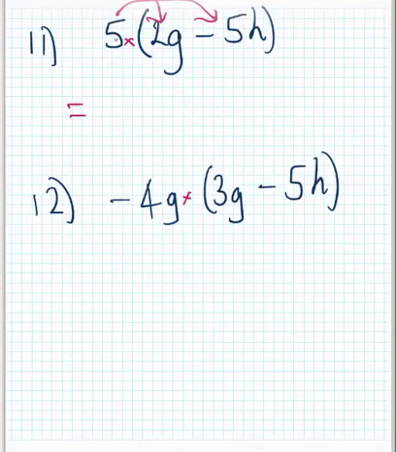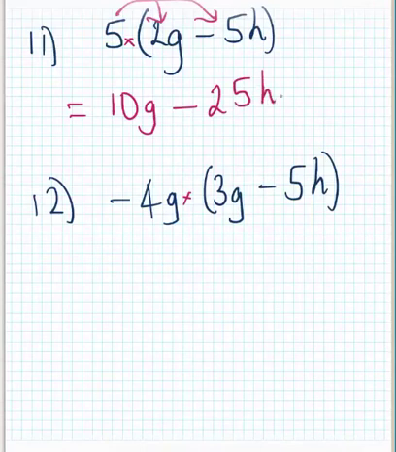So 5 times 2g, well, 5 times 2 is 10, and the g just sits there. I'll bring my minus down, and then 5 times 5h, 5 times 5 is 25, and the h just sits there. Now, there's nothing else I can simplify. G and h are not like terms, so for question 11, you should have had B as your circled answer.